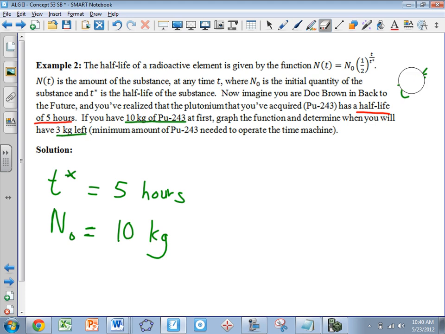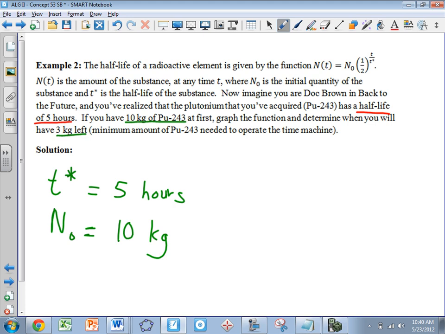Okay, so to answer your question, Marcus, because I wasn't answering because I was talking, this is a star. Okay, not an X, it's a star. Asterisk. So we've got T star or T asterisk, fine, equals 5 hours. N0 equals 10 kilograms. Now, we want to know when there's 3 kilograms left, right?